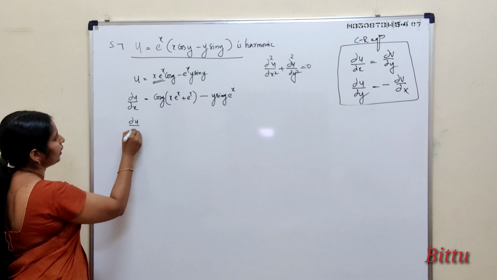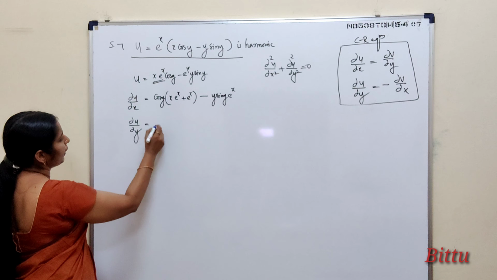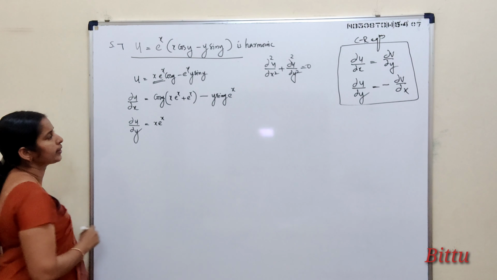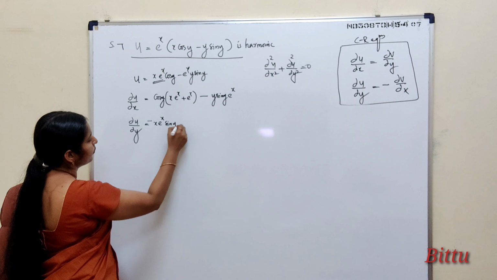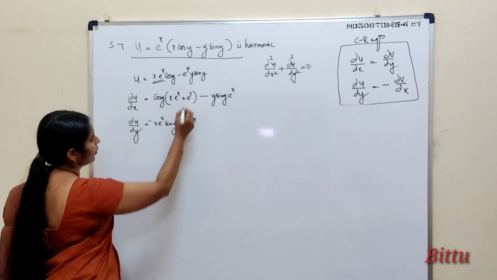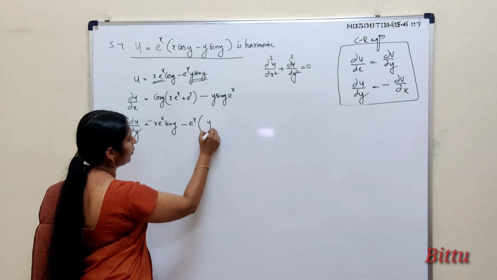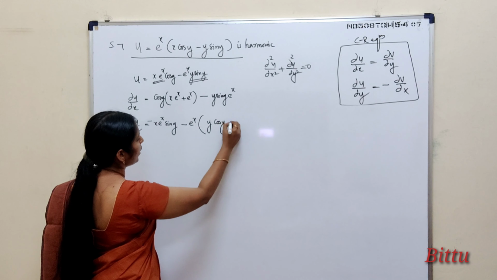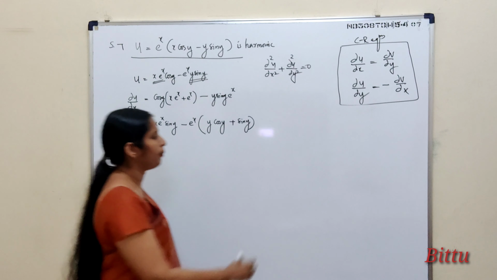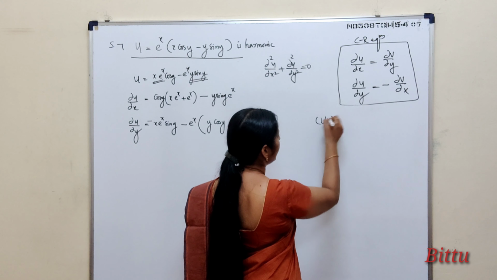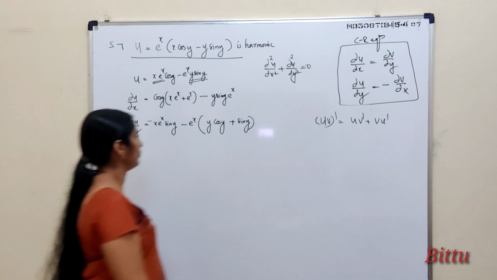Next, ∂u/∂y. While differentiating with respect to y, you keep x as a constant. So x e^x is a constant. Derivative of cos y is minus sin y, minus e^x into, see, it is a product. So there you have to apply product rule. y into derivative of sin y is cos y plus sin y. The product rule is (uv)' is u into v' plus v into u'.